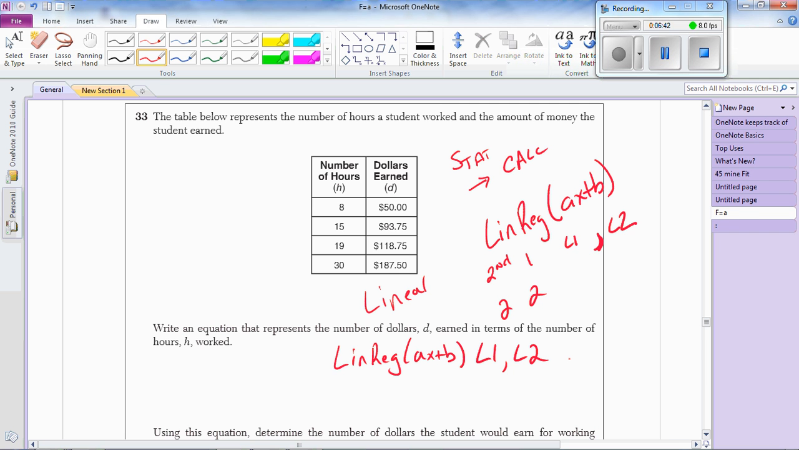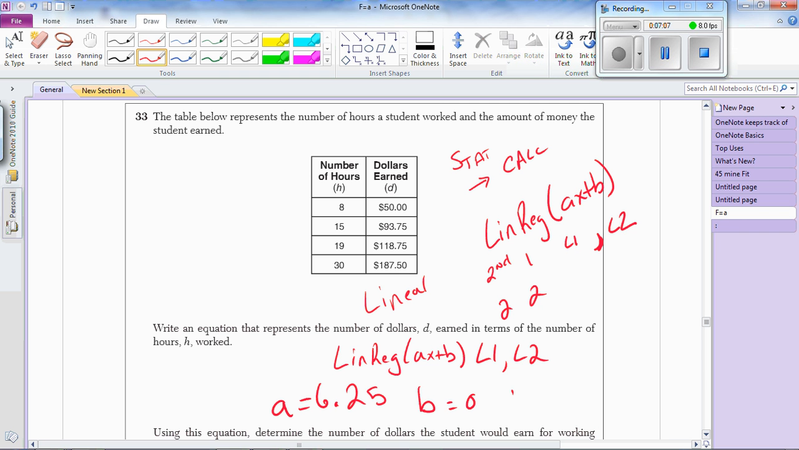And then hit enter. And when you do that, you get a equals 6.25 and b equals 0. Oh, I'm sorry, a equals 6.25. Let me erase that. A equals 6.25 and b equals 0.